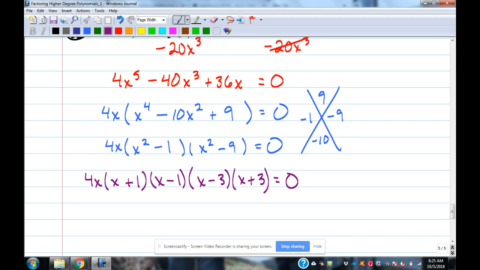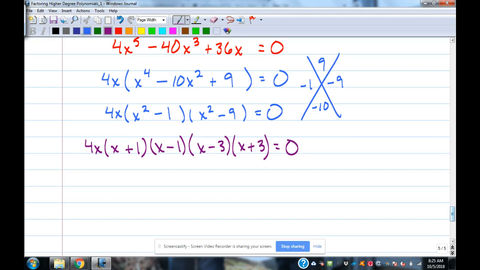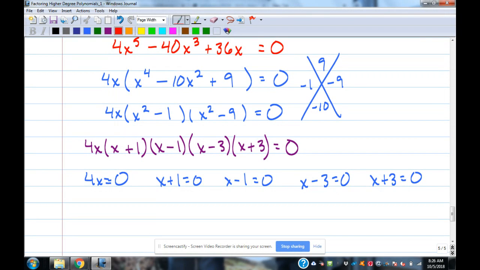Okay? So I'm setting 4x equal to 0. x plus 1 equals 0. x minus 1 equals 0. x minus 3 equals 0. x plus 3 equals 0. And solve each one of those. The solving part's the easy part. If you can get the factoring done completely, the solving should be the most rewarding part because it's easy.